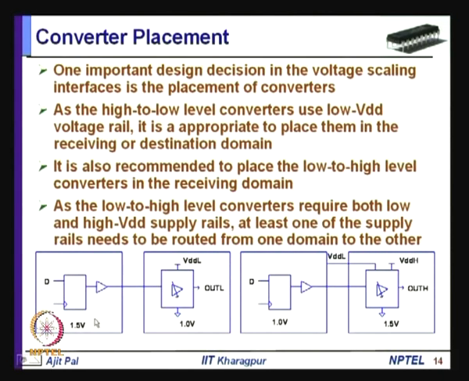Here you can see this is a high voltage domain, this is a low voltage domain. The level converter has been placed in the low voltage domain. So, there is no need to do the routing for the low voltage domain power supply for this level converter, because it is already available here. But you can see it is going from the low voltage domain to the high voltage domain. So, a level converter is here which converts from low voltage domain to high voltage domain.